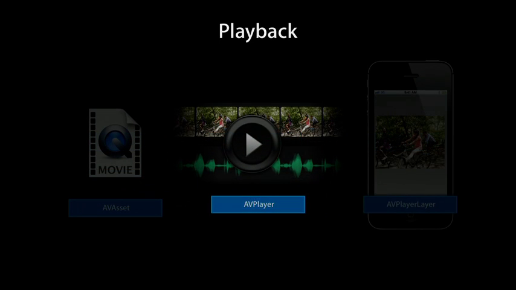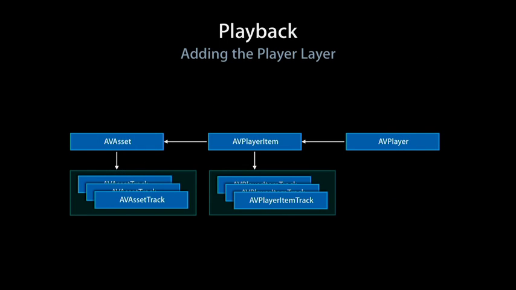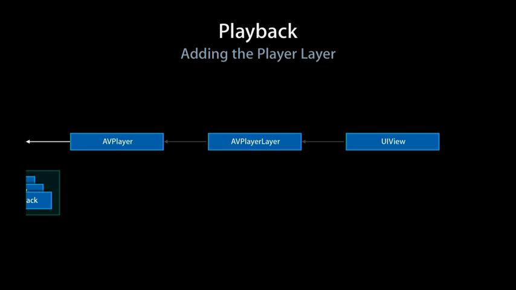The last major class is AV Player Layer. Here's our diagram again. Now, in order to display anything, it needs to be part of a UI view, or a subclass of UI view. But UI view doesn't know anything about AV Player. It's not the kind of class it expects. UI views expect to be backed by Core Animation layer subclasses. So AV Foundation supplies a CA layer subclass, AV Player Layer.